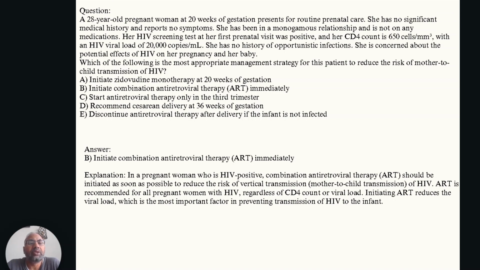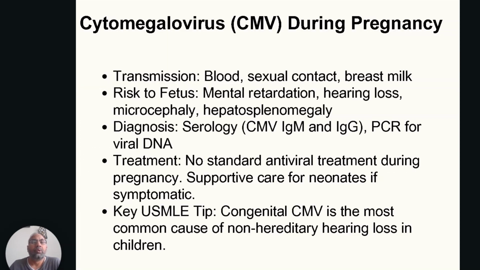So this is the answer here, and we'll go on to the next slide now, which is about cytomegalovirus infection during pregnancy. So cytomegalovirus is another virus that can have some serious effects on the baby. Although there are many viral infections that can occur, these are some of the most important and very serious infections that can cause the baby's death in utero, or sometimes even cause some serious deformities in the baby.